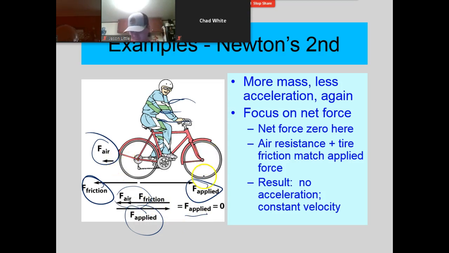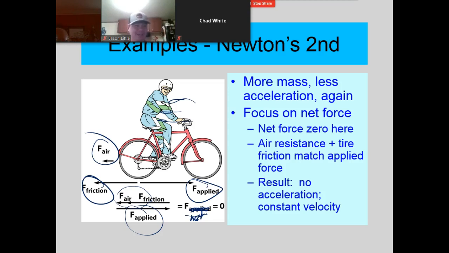This is not right. The net force is zero. The applied force is not zero, the net force is zero, because the applied force and the opposing forces are the same. Okay. Now, again, the focus is on the net force. Net force is zero in this case. That's what this is talking about.